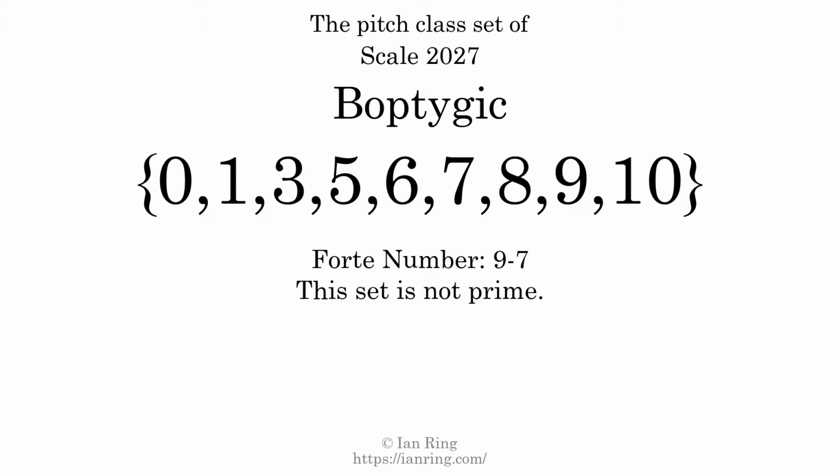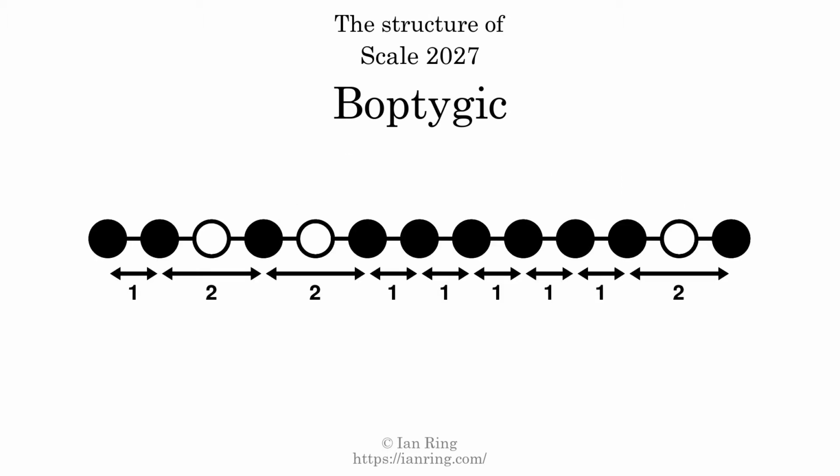The fault class is 9, 7. This set is not prime. The structure of a scale is a description of the interval distance between each successive tone. This scale has a structure of 1 2 2 1 1 1 1 1 2.